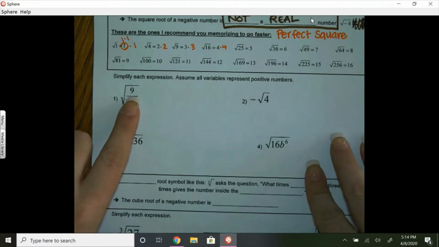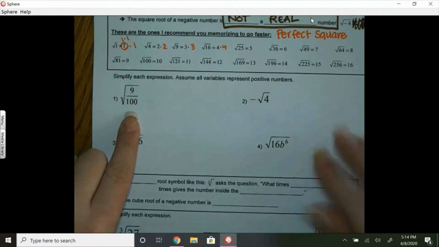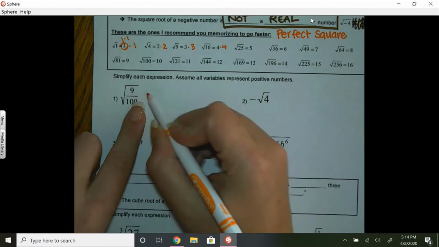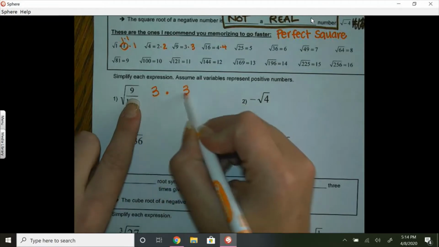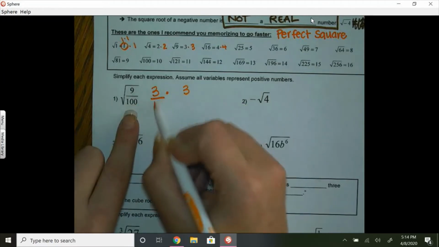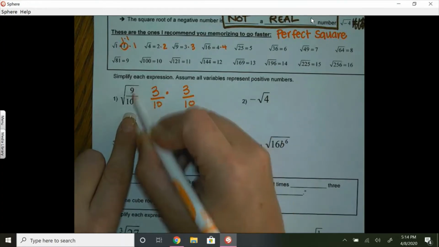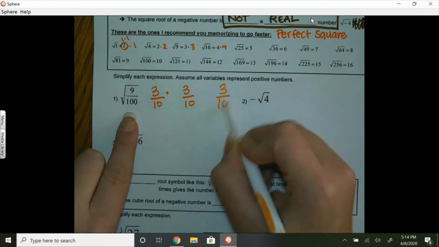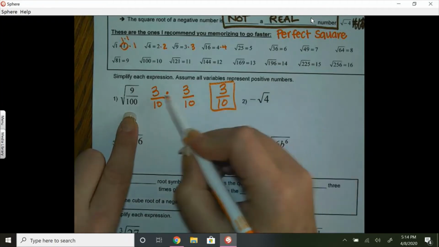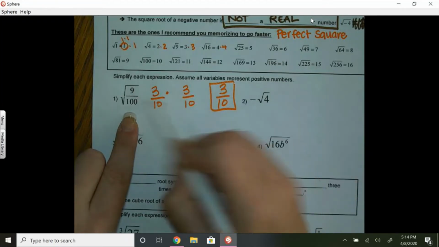So if we take a look at number 1, it says, what is the square root of 9 hundredths? So if we break this up, we know that 3 times 3 is 9. And then we know that 10 times 10 is 100. So the answer to this would be 3/10. Because we know when we multiply fractions, we go straight across.